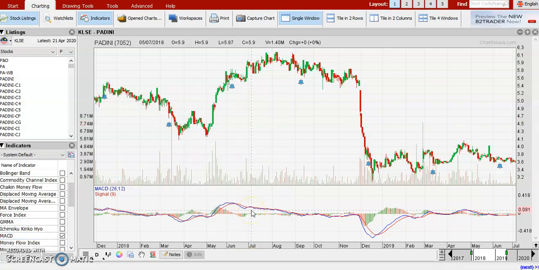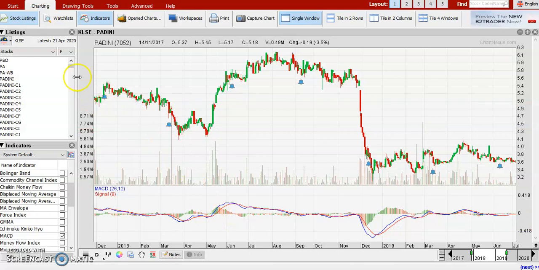So for this stock, what I want to show you is how we use those 3 signals, or 3 crossover rules, in identifying buying and selling signals. If you remember, the first crossover is the crossover between the MACD line and the signal line. In this case, the signal line is in red color and the MACD line is in blue color. So how do we indicate a buy signal first? A buy signal is when the MACD line crosses above the signal line.